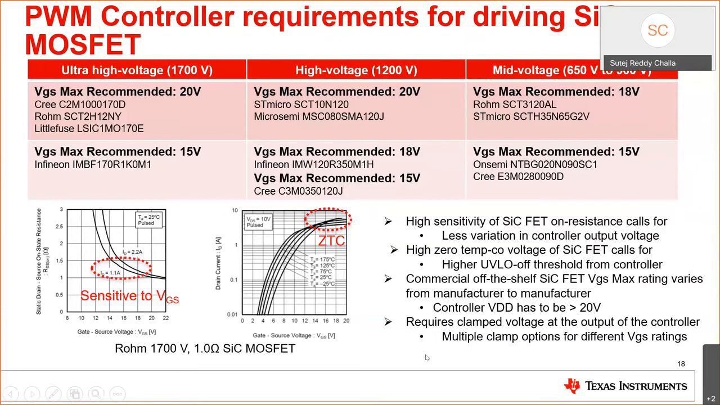And the last, and also very important, requirement is the clamp voltage. Because the controller VDD has to be more than 20 volt, but the VGS of the FET itself has to be limited to 20 volt, there needs to be a clamp on the output of the controller. We'll discuss this in more detail in the following slides.